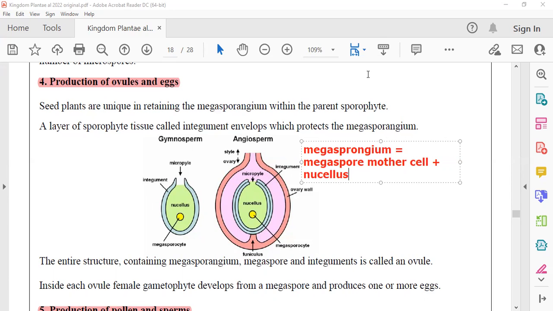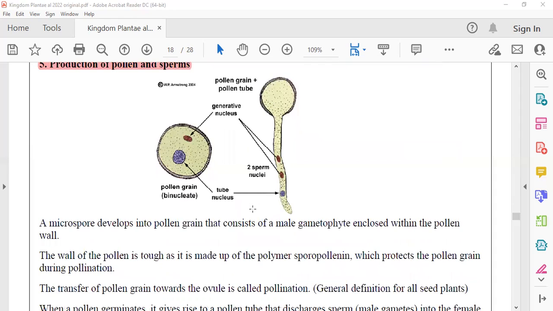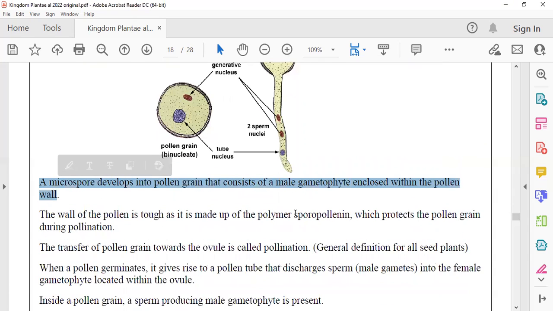Similarly, pollen. We know pollen. A young male gametophyte is called pollen, correct? Yes, sir. Your book says a microspore develops into a pollen grain. In that pollen grain, there will be a male gametophyte enclosed by the pollen wall. This pollen wall is made of a polymer called sporopollenin. What is the benefit of that polymer, the wall of pollen? Sir, it protects the pollen grain during the pollination.